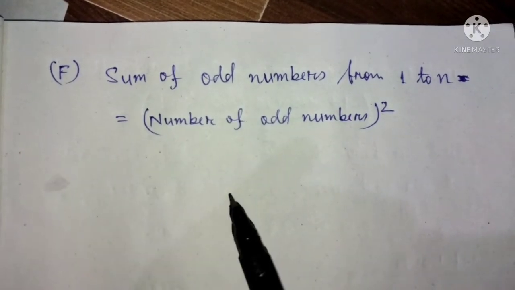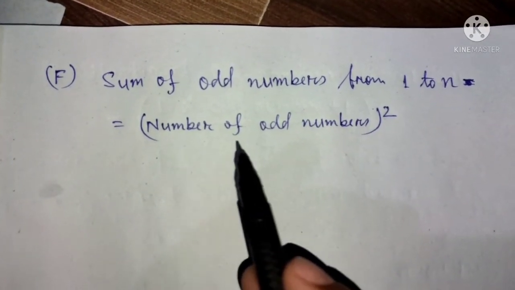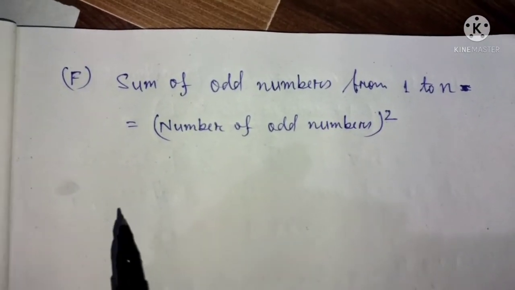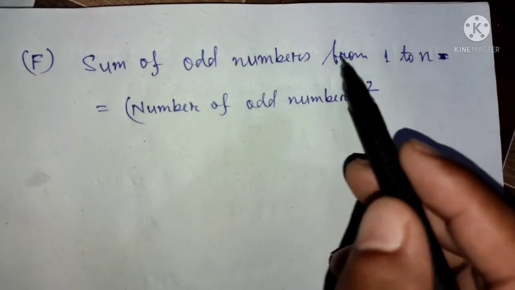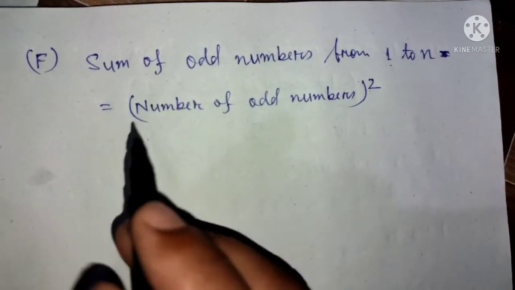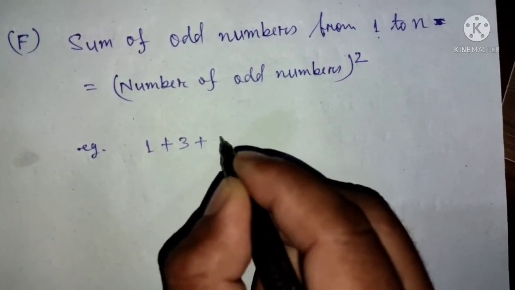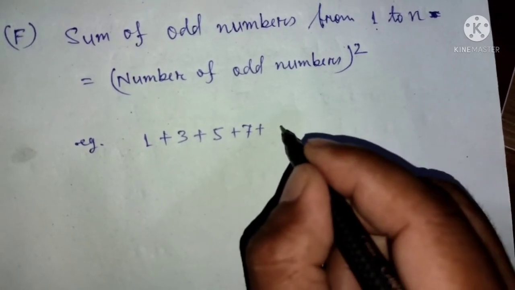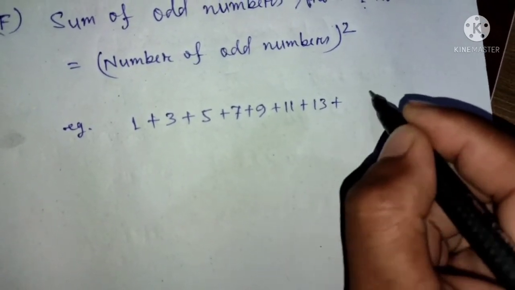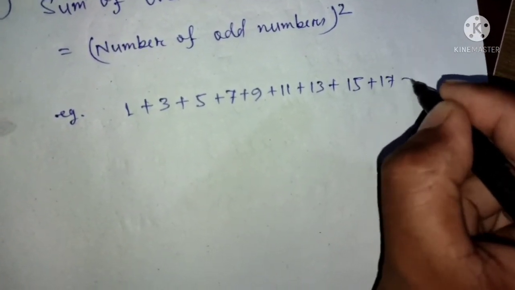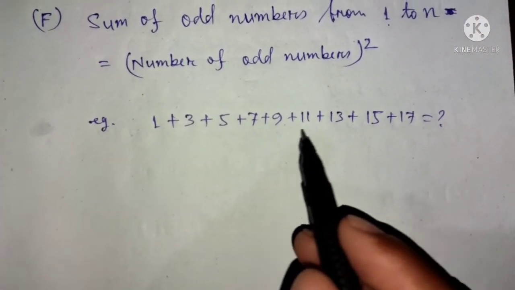Now we shall discuss another important point on the whole numbers: the sum of odd numbers from 1 to n is equal to the number of odd numbers, whole square. That means if consecutive odd numbers are given from 1 to n, for example, suppose 1 plus next 3, 5 plus 7 plus 9 plus 11 plus 13 plus 15 plus 17 equals question mark. If it is given in this case, what is the sum of all these numbers?